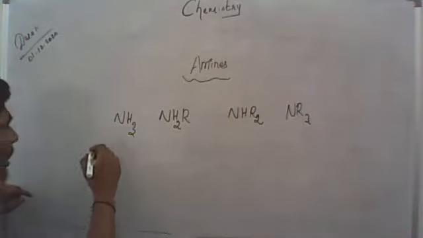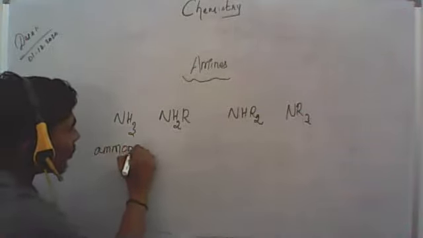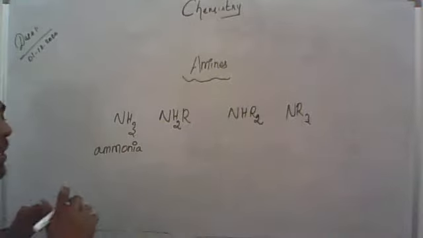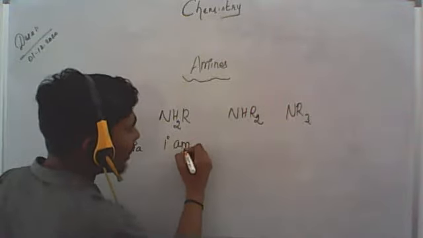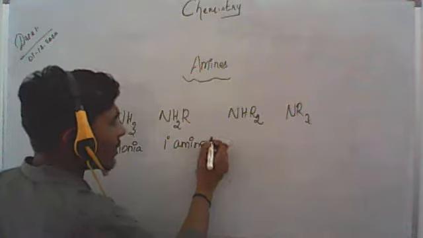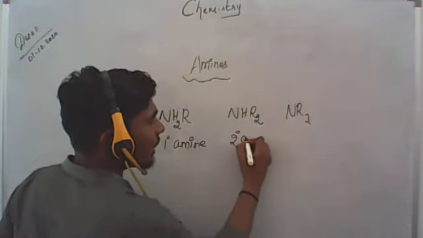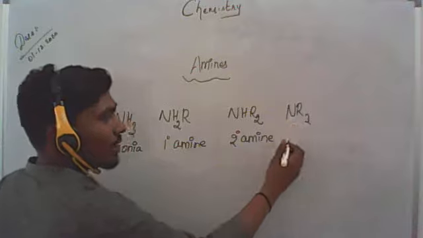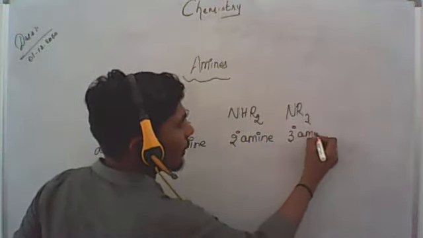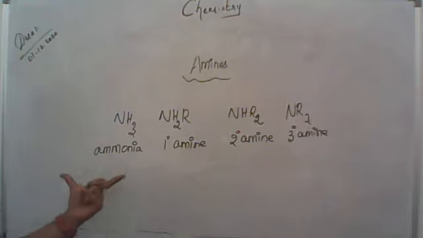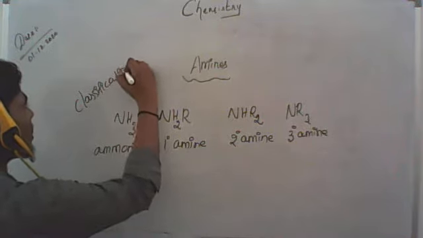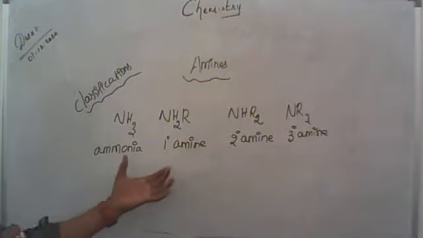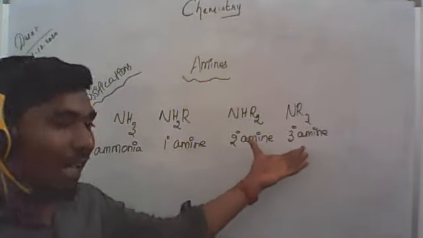First one is ammonia, second one is primary amine. Primary is 1 degree. Okay, primary amine. And this one is a secondary amine, and this one is called a tertiary amine. So this is the classification of amines.